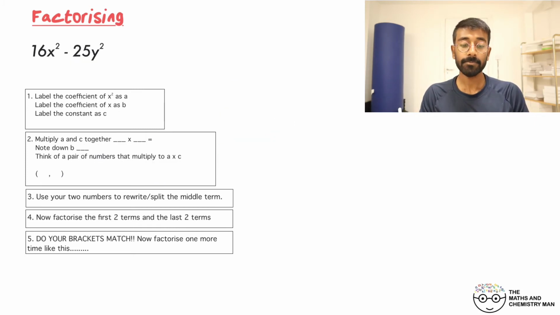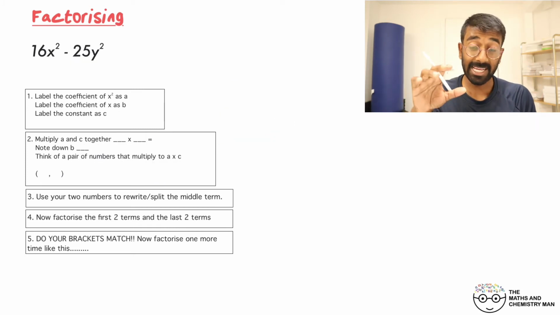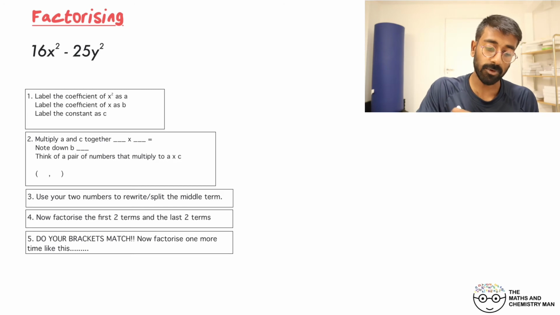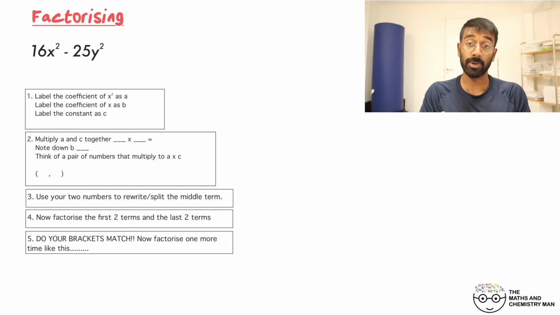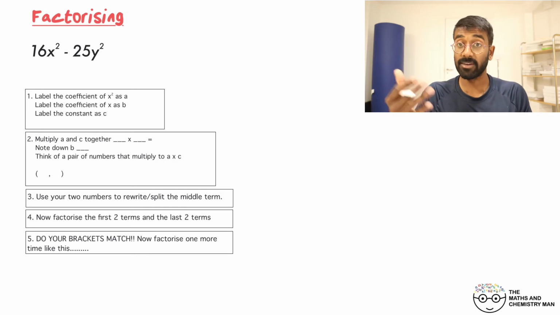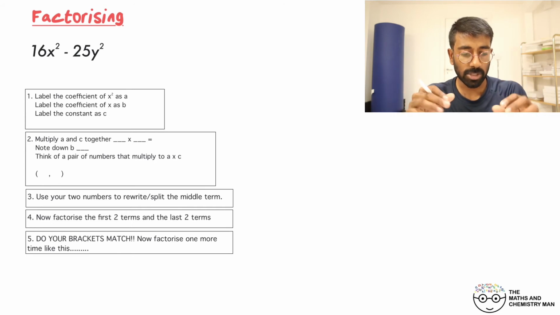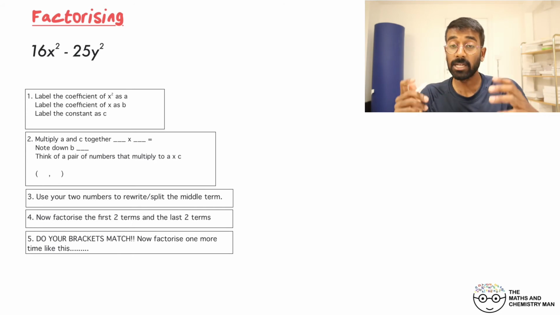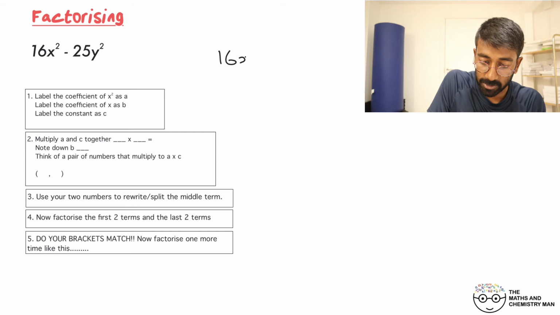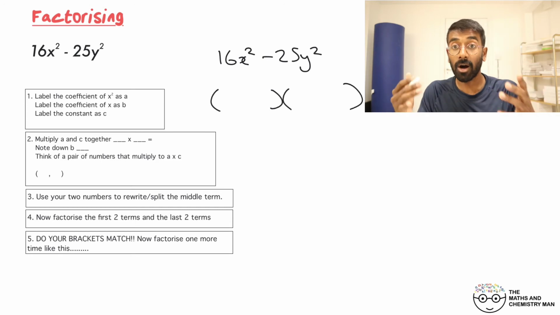Done. Now with this one as well, it's the same thing, right? We've got 25y squared. So that there, 25 is a square number. So again, be suspicious. This is probably the difference of two squares. So here's what we're going to do. I'm just going to write 16x squared minus 25y squared. And we're just going to have a think about what could our two brackets be.